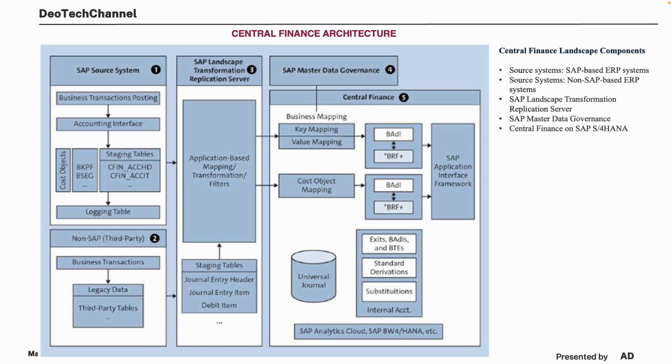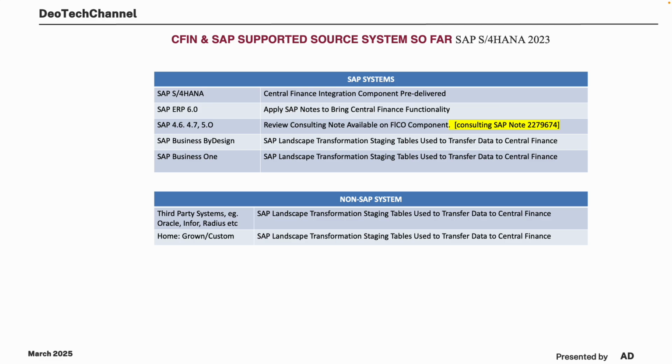Now let's go to the next slide. Over a period of time, SAP Central Finance has become more stabilized, and SAP has come up with a clear-cut indication of which ERP systems they are supporting and which they are not supporting, and also for non-SAP systems, if they want to connect a non-SAP system to the SAP systems, what is the mechanism to adopt. So now let's go step by step.